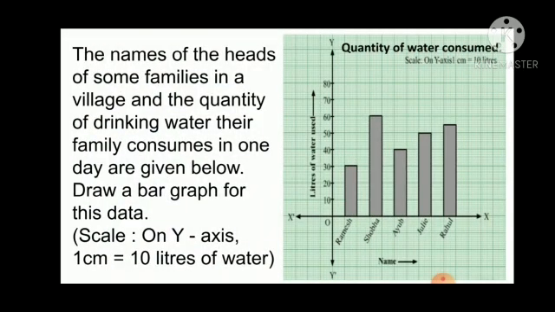Next, the names of the heads of some families in a village and the quantity of drinking water their family consumes in one day are given below. Draw a bar graph for this data. Scale you have to take here children: 1 centimeter is equal to 10 liters of water. The table is given in your textbook. See the bar graph drawn alongside.